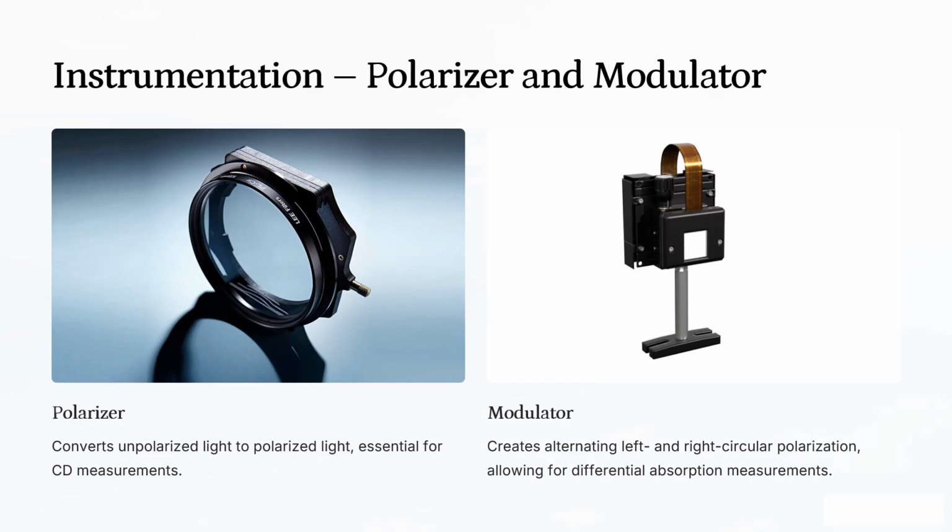Next instrument is the polarizer and modulator. The polarizer ensures that only polarized light enters the system, and the modulator creates alternating left and right circular polarization, allowing for differential absorption measurements.